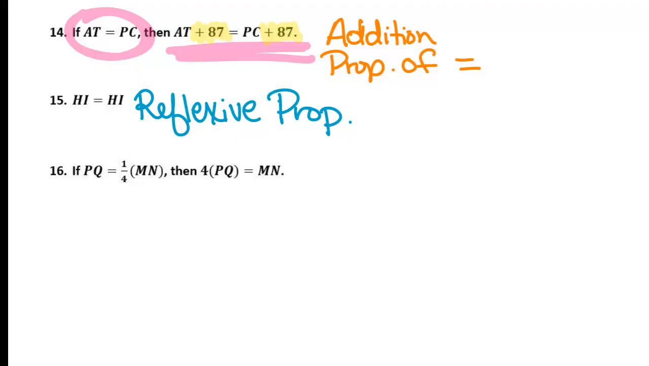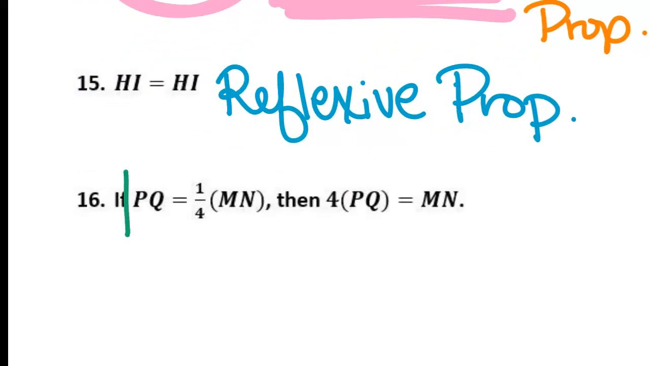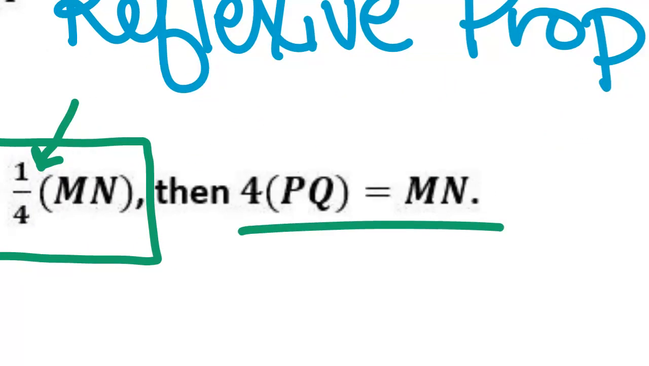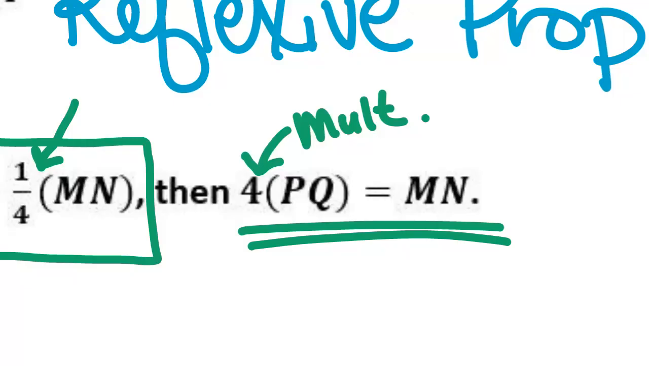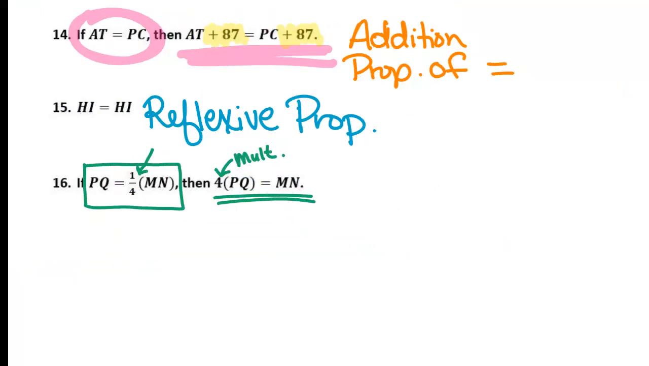All right. Let's look at number 16, and then we'll go do number 5. Number 16, my if statement has a fraction in it. A fraction means what operation is taking place? Division. When I come over here to my then, is there still division? No, now we have a 4 that is being multiplied. Well, there wasn't a 4 over here with PQ in my if. And the 1/4 in front of MN is gone, right? Well, what is 1/4 times 4?